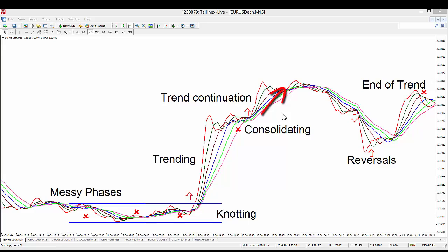These specific signals will be covered in future lectures. Then here's another example of a trend continuation signal. Very often a trend can also reverse quite sharply, and here we see an example of the multiple moving averages giving us a strong reversal signal. And most importantly, we want to know when the trend ends, and here we have a clear end of trend signal.